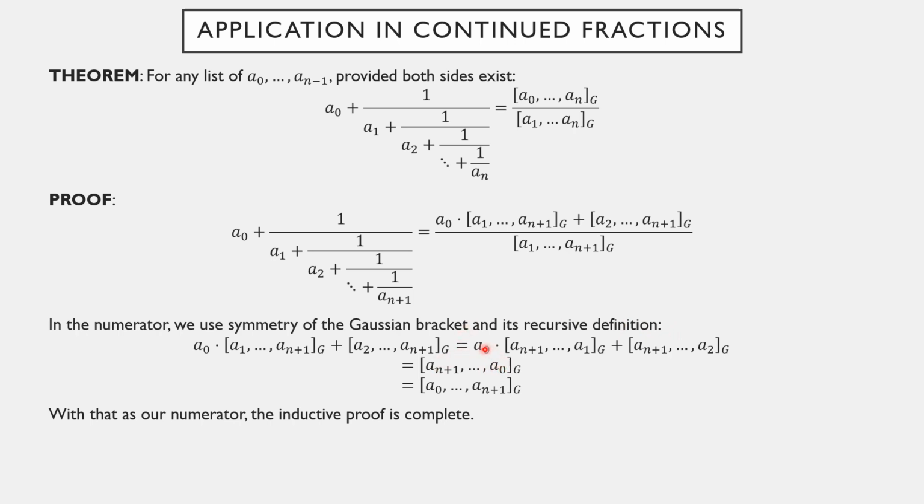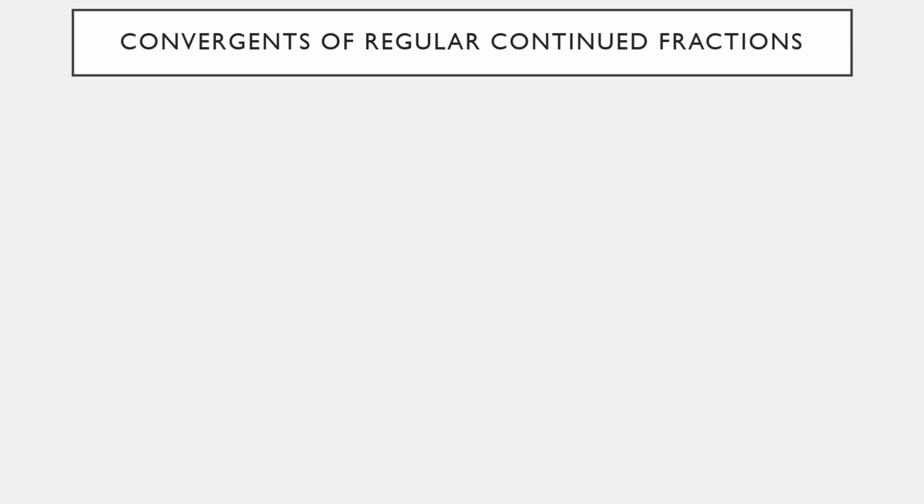Peel off the last term, multiply it by everything up to that point, it would be a1, plus the Gaussian bracket cutting out the last two terms, that would start at index n plus 1 and go down to index 2. But now this Gaussian bracket, I just use symmetry and swap the order again. So what we've shown is indeed this continued fraction is always given by this ratio of two Gaussian brackets, which is really the main point here.